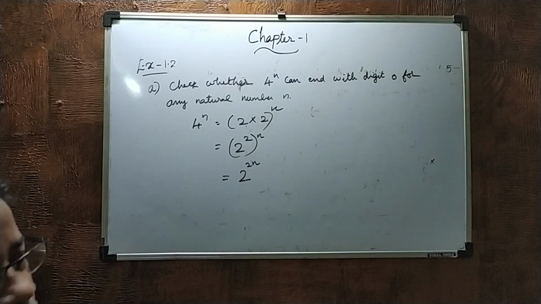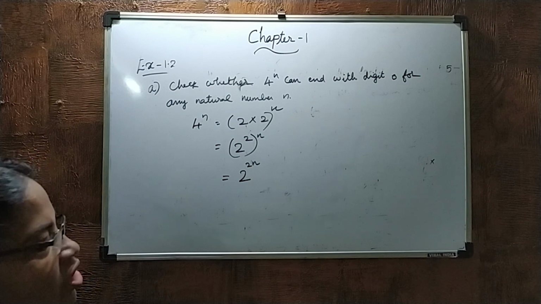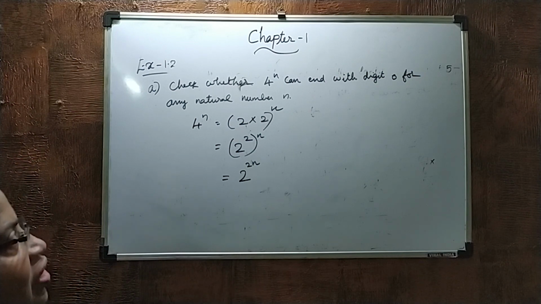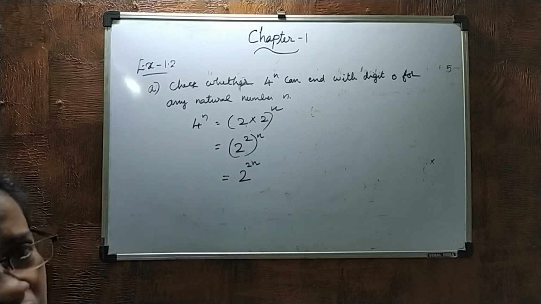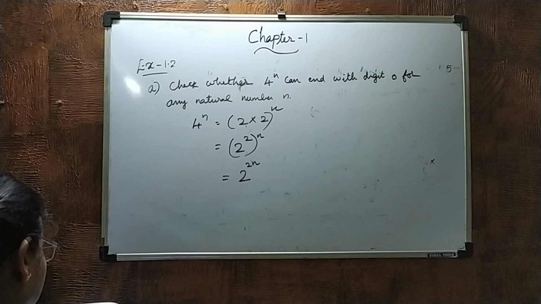Again, what we can say is there is no 5 here. You have to get 2 into 5, and there is no 5 there. So we can say it will not end with the digit 0. So you have to write the sentence.